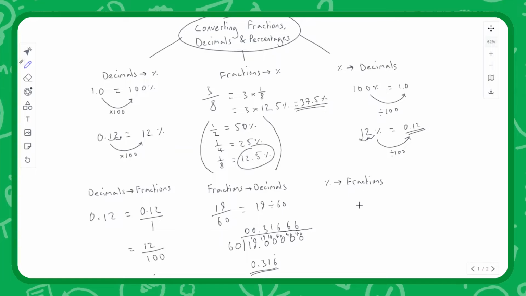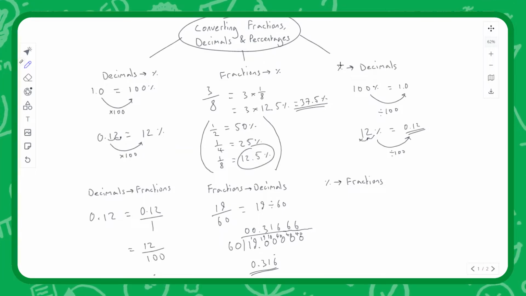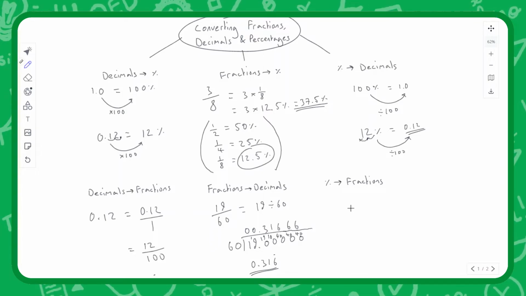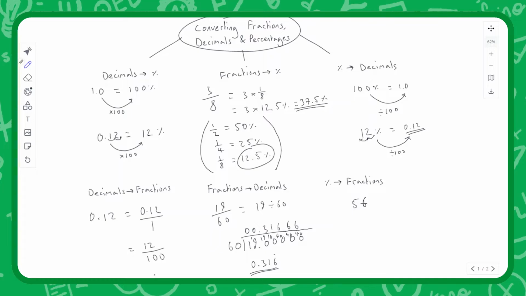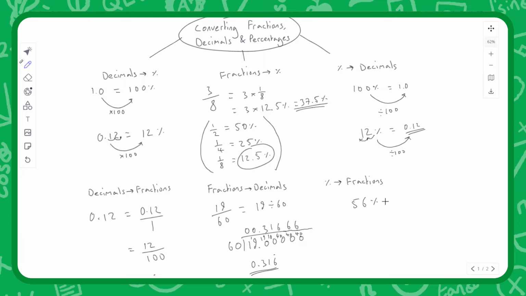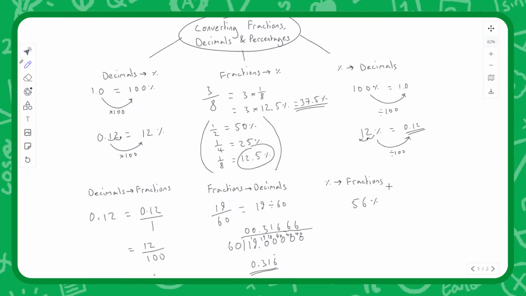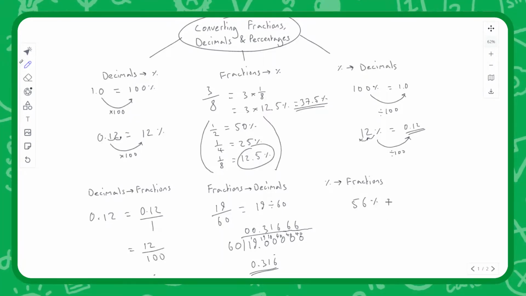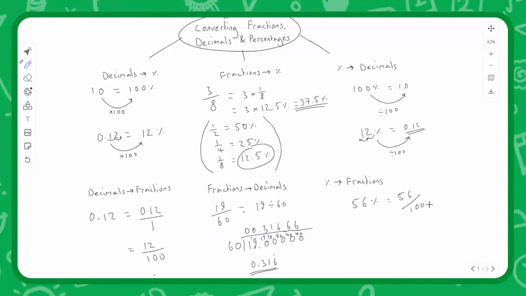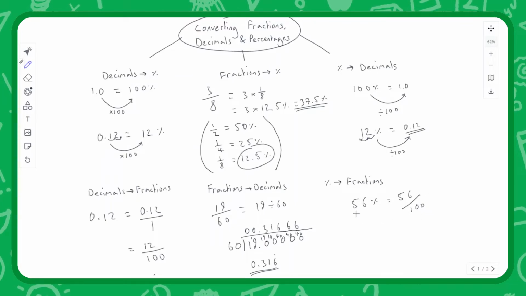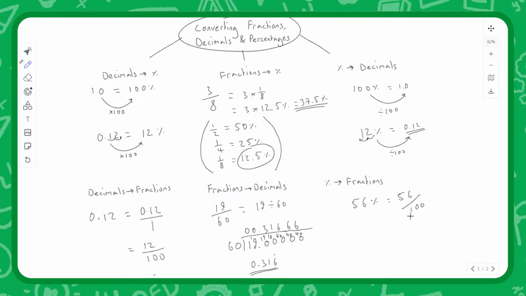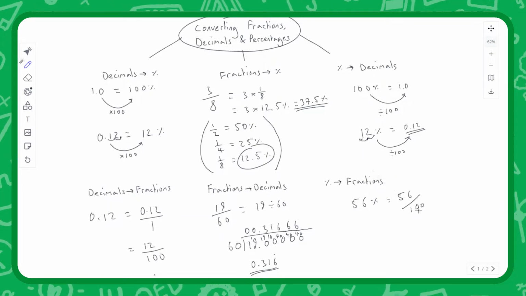Finally, percentages to fractions. This is very similar to percentages to decimals. Let's do an example. Let's say we want 56%, and we want this as a fraction. Well, percent just means per 100, right? So I can think of this as 56 per 100, or 56 hundredths. And that's what this is, right? Obviously 100% is just 100 over 100, which is just 1, or 1 whole. So we've got 56 over 100. We've got our fraction here, right?